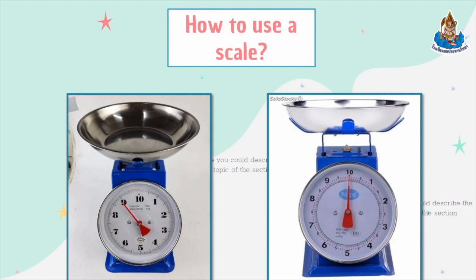Alright, how to use a scale. Of course, a while ago, I've already shown some videos on how to use a scale. But if we're going to use a spring scale, you need to make sure that the arrow is pointing at 0. Look at this. This is not pointing at 0, right? Look at that little 0 over here. Make sure that the pointer points at 0. So we use this one to adjust this part.